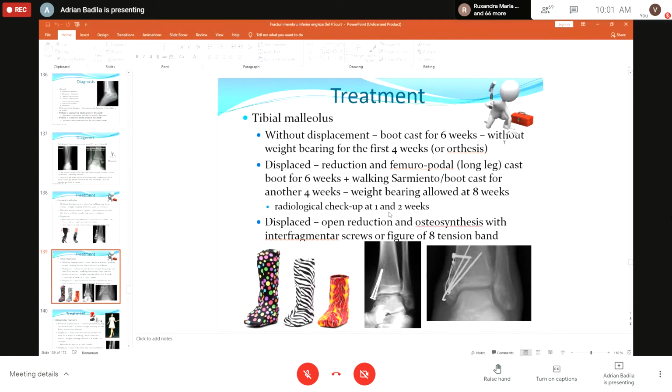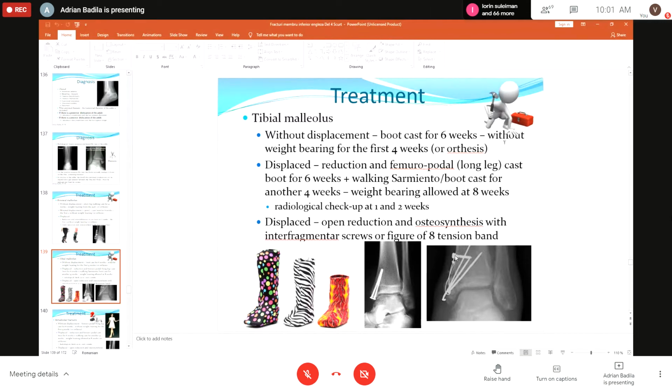Usually, in a displaced fracture of the tibial malleolus, the treatment is the surgical one, and it consists of open reduction and osteosynthesis with 2 interfragmentary screws or with a figure of 8 tension band. This figure of 8 tension band is made with 2 Kirschner wires. Here we have 3, but usually we use only 2. Two Kirschner wires, one screw, and a figure of 8 wire, which goes around the curved tips of the Kirschner wires and around the head of the screw.